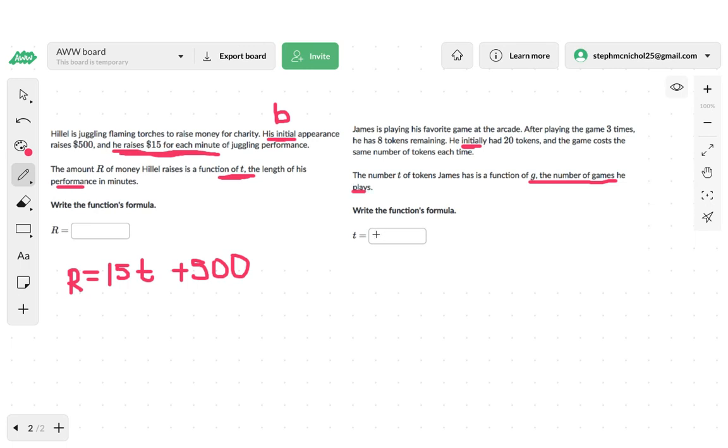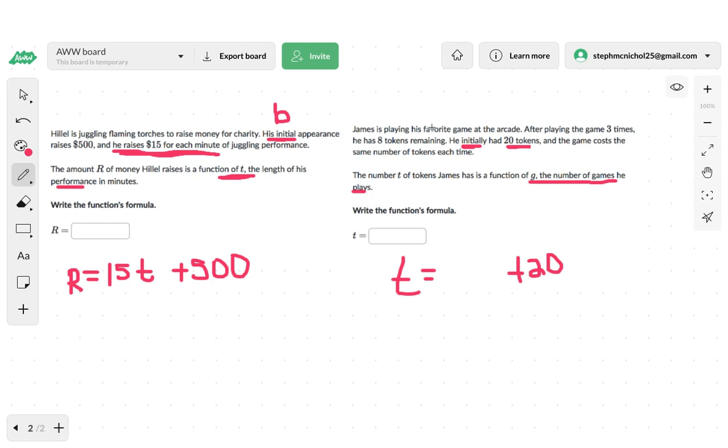Okay, so we need another equation. So I'm going to write t equals, and let's go find our y-intercept. So I circled here where I underlined, he initially had 20 tokens. Right, so when we see initially, starting point, beginning, you're going to make that your y-intercept. This is what he had starting. Okay, so here's where the little bit of math comes in.